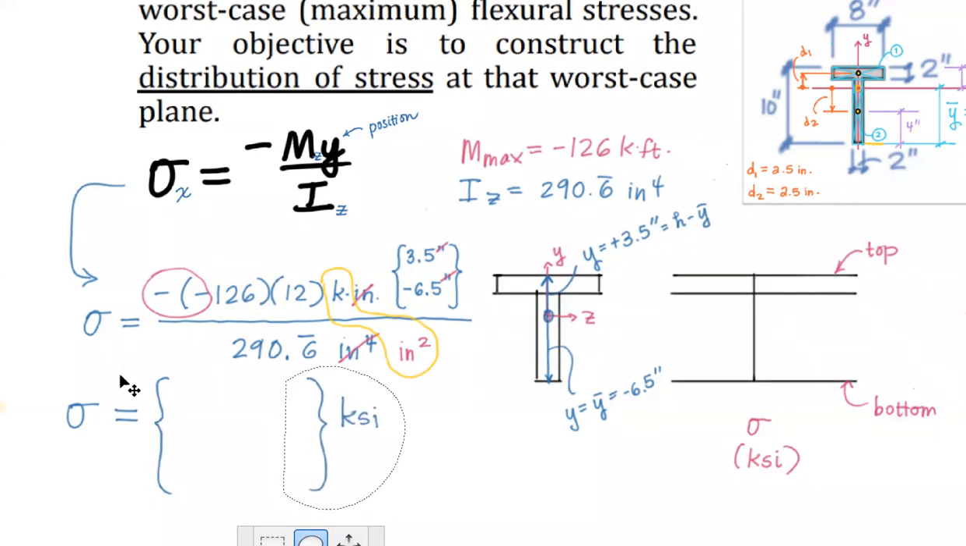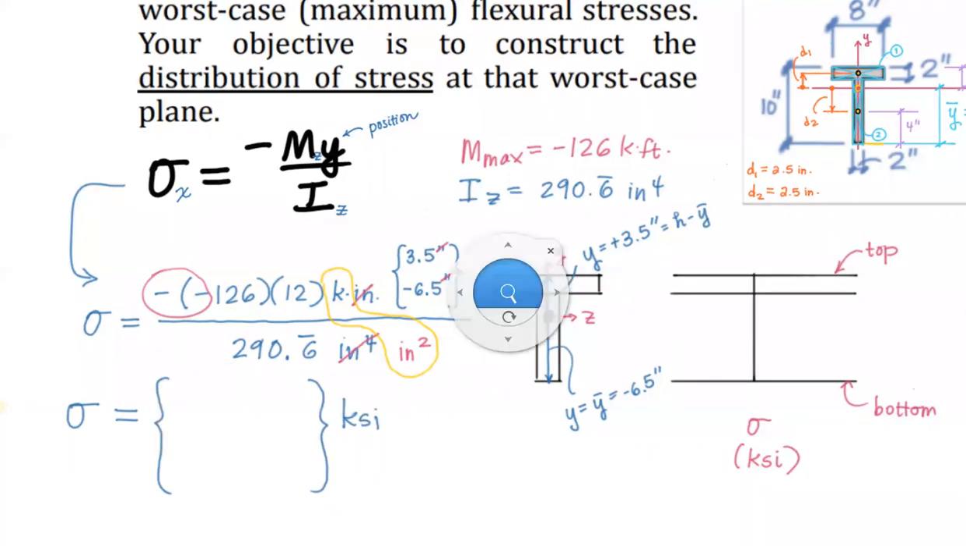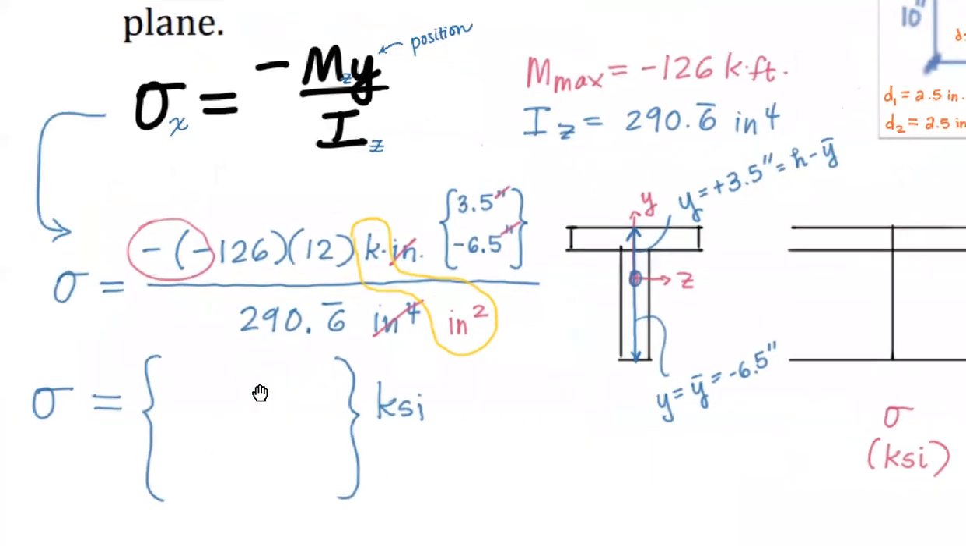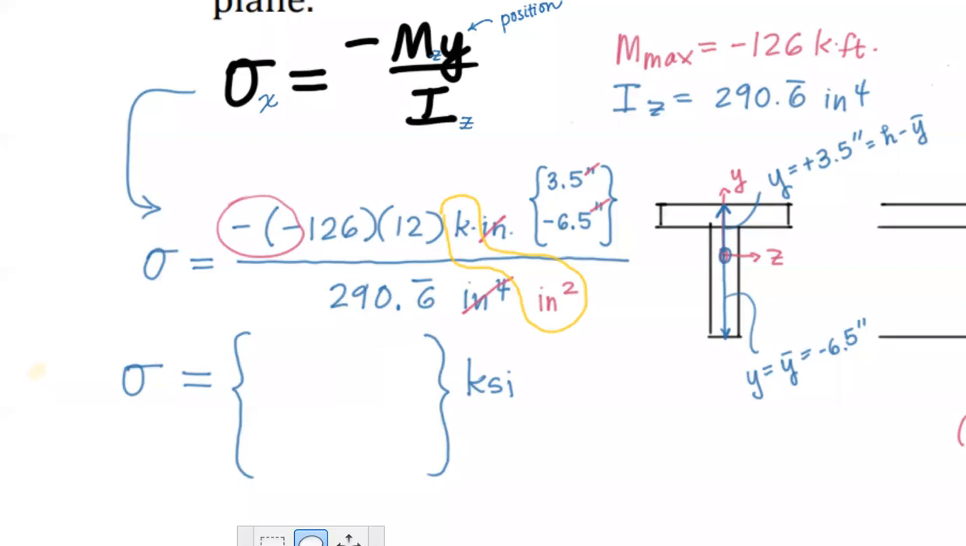You don't have to do it this way, by the way. You could write out the equation twice and be like, oh, the stress at the top is blah, blah, blah. The stress at the bottom is blah, blah, blah. This is just a different way to do it. So I'm just going to say at the top, positive 3.5 inches, and we'll figure out that number there and a number here at the bottom.